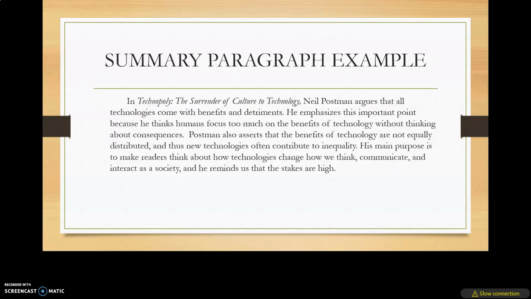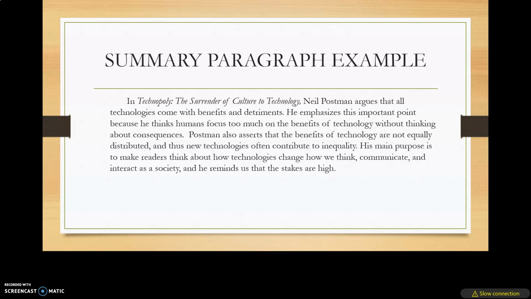Here's an example of a summary paragraph. In Technopoly, The Surrender of Culture to Technology, Neil Postman argues that all technologies come with benefits and detriments. He emphasizes this important point because he thinks humans focus too much on the benefits of technology without thinking about consequences. Postman also asserts that the benefits of technology are not equally distributed, and thus new technologies often contribute to inequality. His main purpose is to make readers think about how technologies change how we think, communicate, and interact as a society, and he reminds us that the stakes are high.